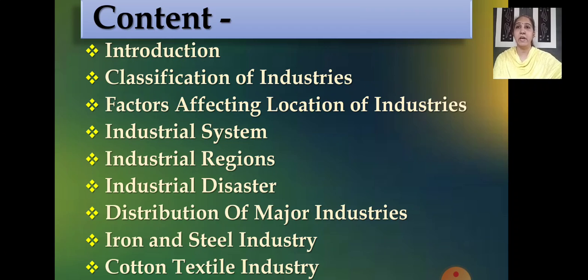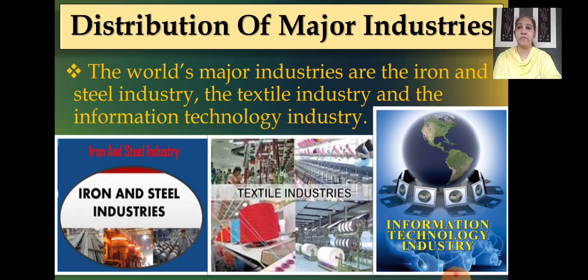Now children, today we are going to start with the topic distribution of major industries. The world's major industries are the iron and steel industry, the textile industry and the information technology industry. These three are the major industries all over the world. The iron and steel and textile industries are the older industries, whereas information technology is an emerging industry, right?